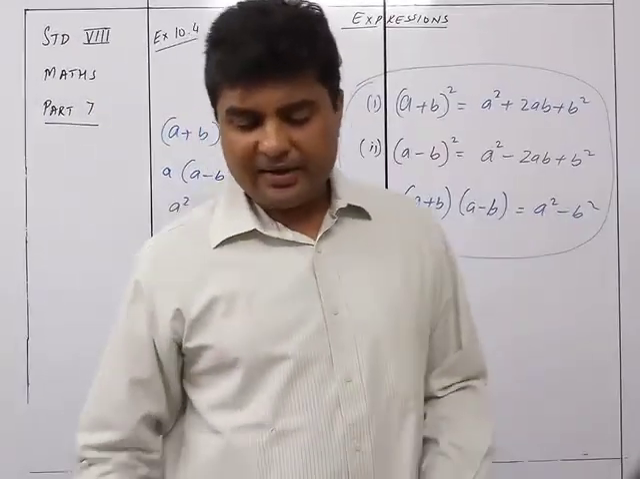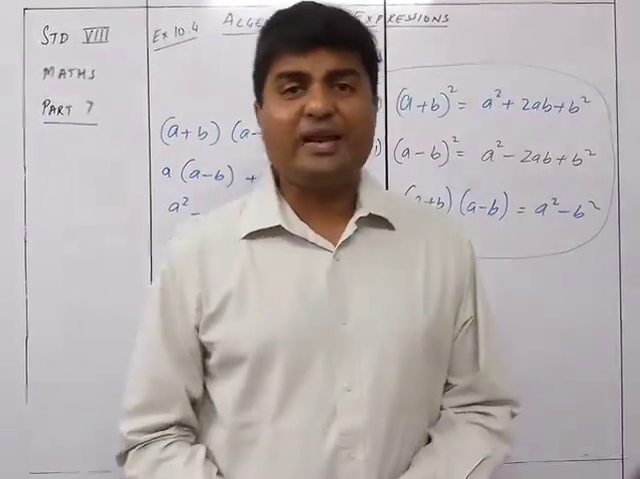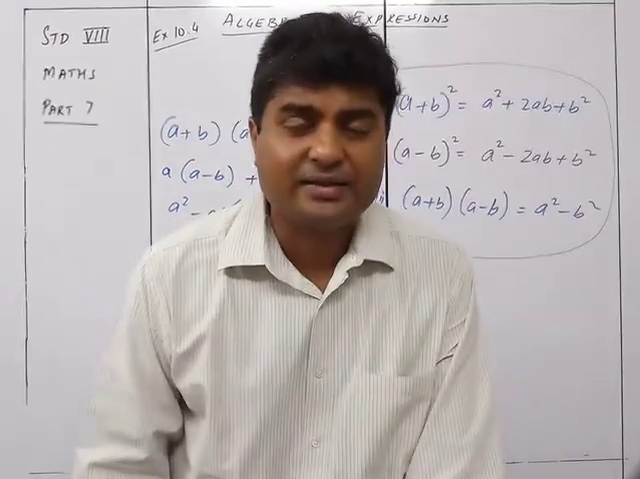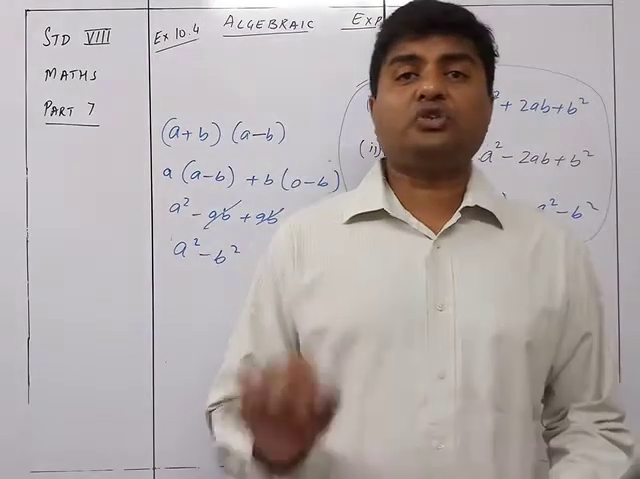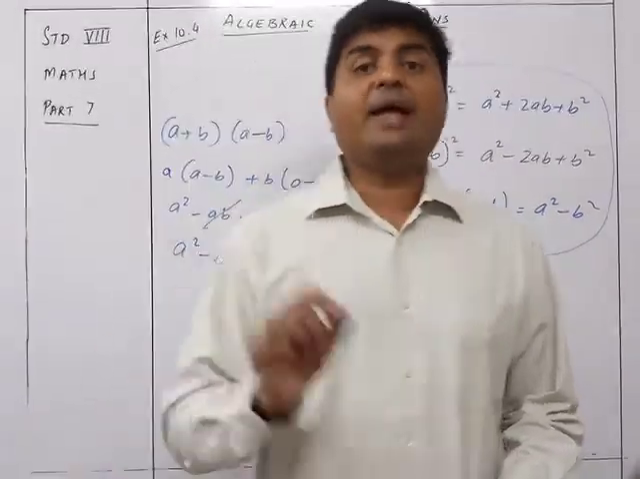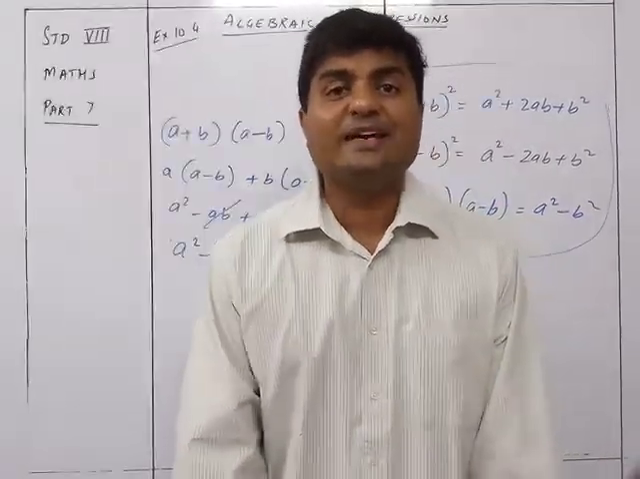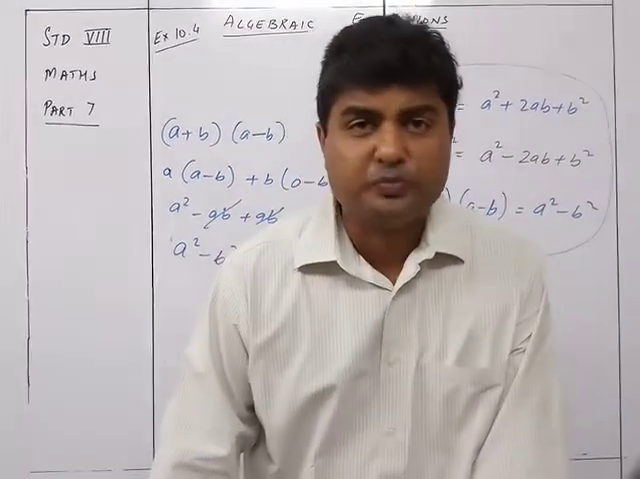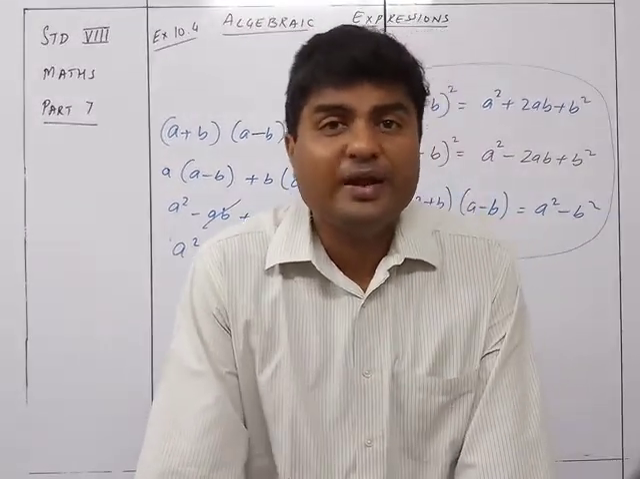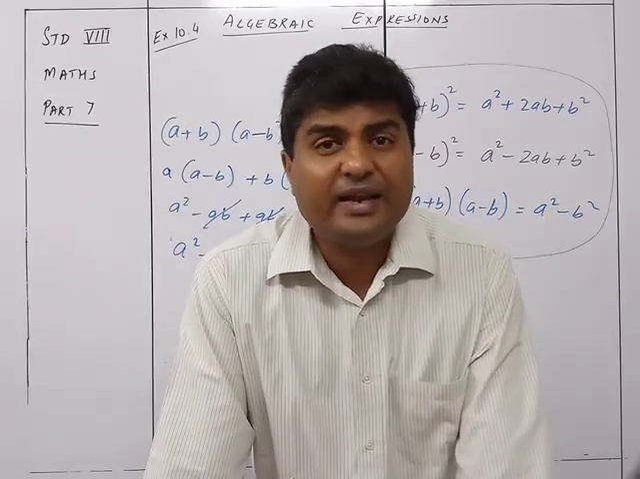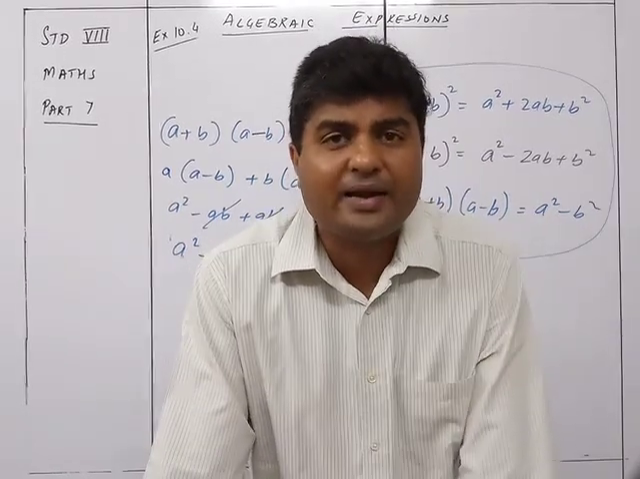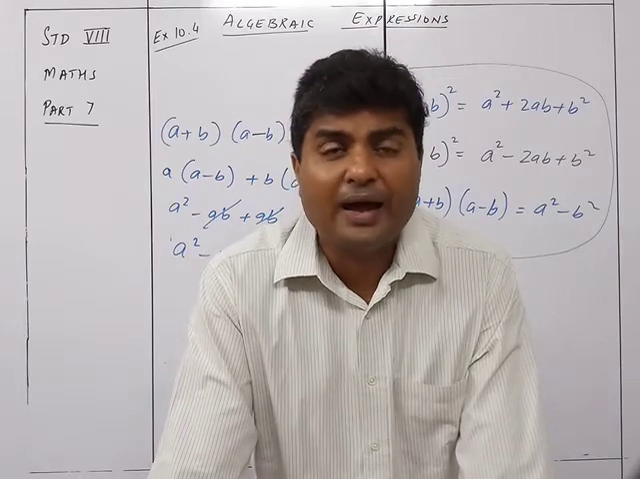In the algebraic identities, these three very important identities are there. A plus b the whole square is a square plus 2ab plus b square. A minus b the whole square is a square minus 2ab plus b square, and a plus b into a minus b is a square minus b square. These are the very important three algebraic identities which you need to learn by heart.